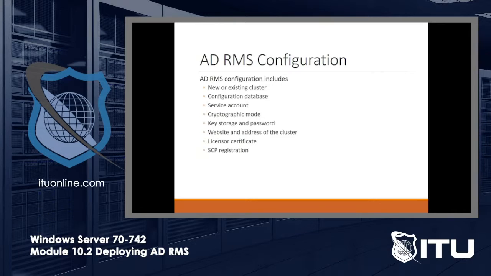Once the role is installed, then you'll go into the initial AD RMS configuration. First thing is to create a new cluster, unless it's a second or third server and you're joining an existing cluster. Then the location of the configuration database, the service account that you are going to utilize. Again, we're just pointing to one that exists. Cryptographic mode, key storage, and password. We don't usually change those things. The defaults are fine. The website and address of the cluster, which is the server name by default.